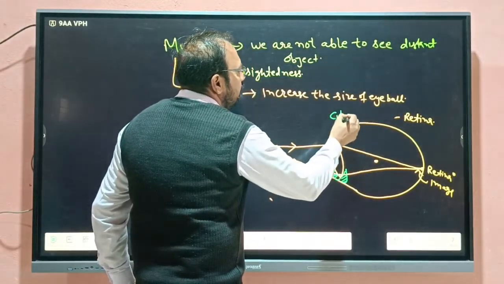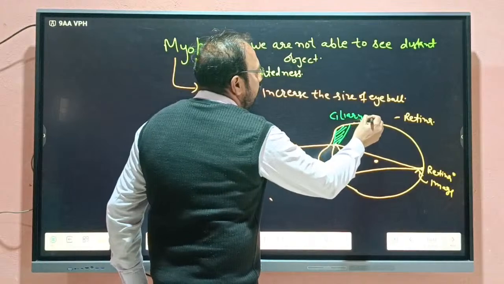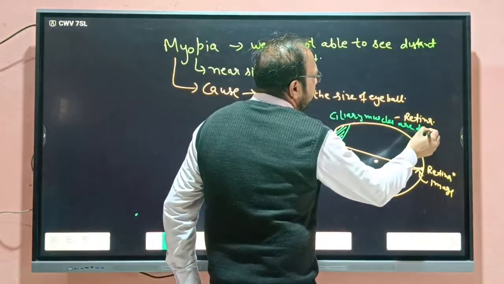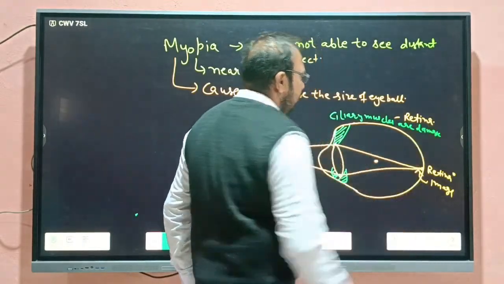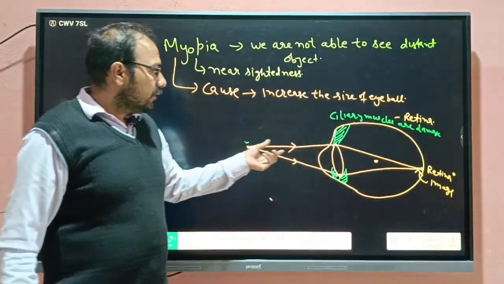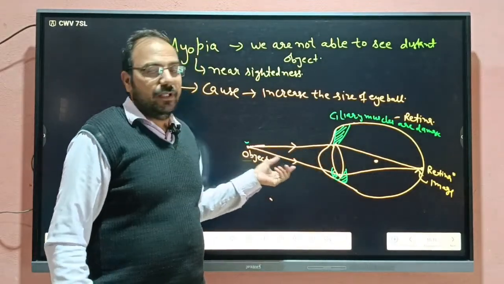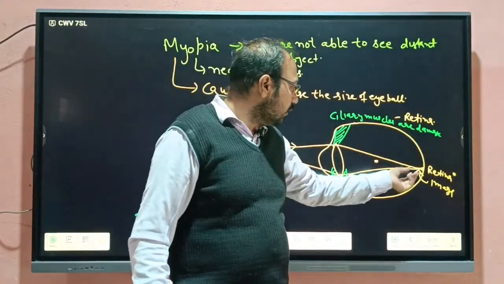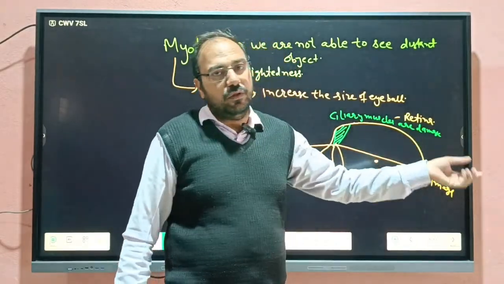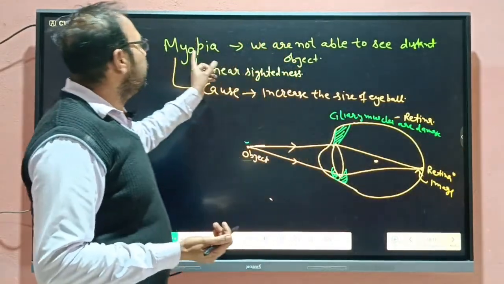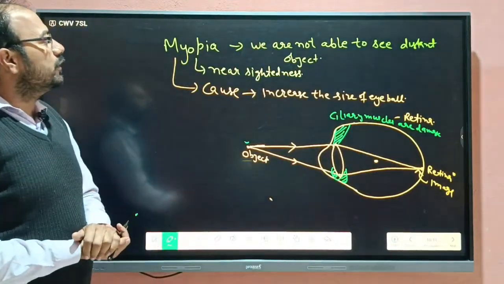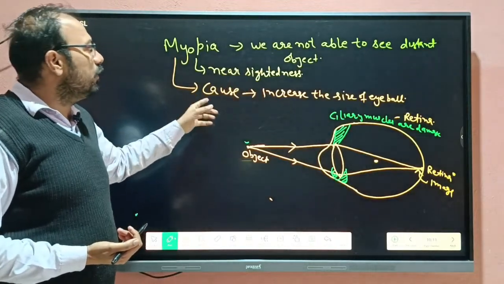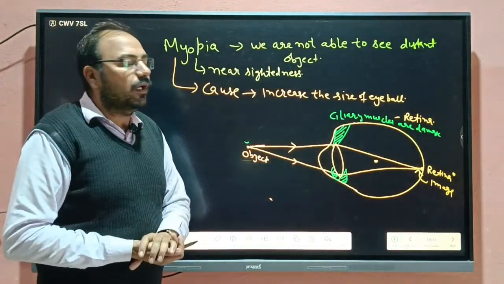So these ciliary muscles are damaged. Light generated from the object or reflected by the object is not focused on the retina. It is focused below the retina or above the retina. So here, what is myopia? We are not able to see the distant object, another name is nearsightedness, and the cause is an increase in the size of the eyeball.